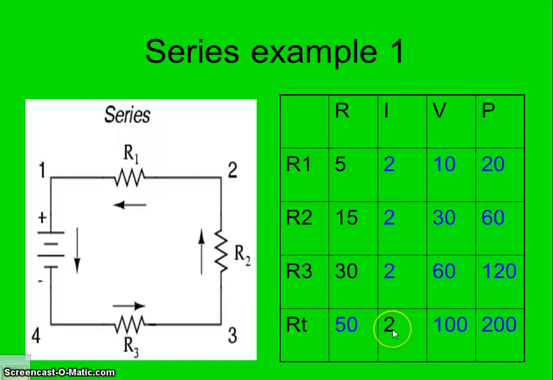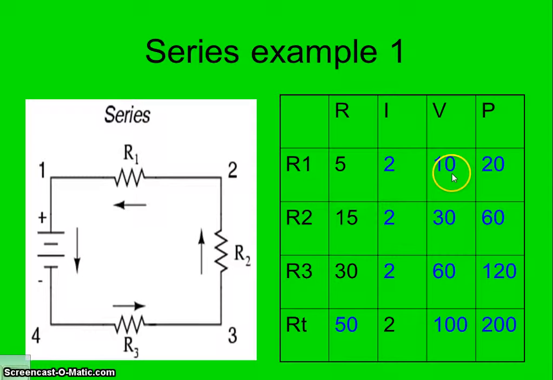Alright, you are given that you've got 2 amps, 2 amps coming out of the battery. So if you got 2 amps there, you must have 2 here. There's nowhere else for the electrons to go. 2 amps here and 2 amps here, and then back into the battery. So that's what you'll find, that in series the current is the same throughout.